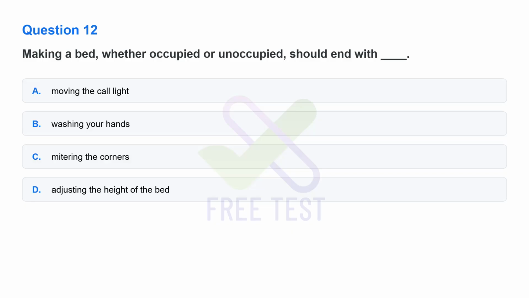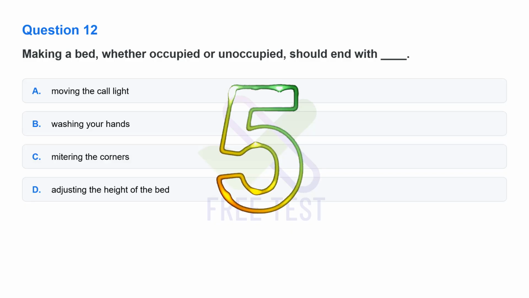Making a bed, whether occupied or unoccupied, should end with A. Moving the call light. B. Washing your hands. C. Mitering the corners. D. Adjusting the height of the bed.